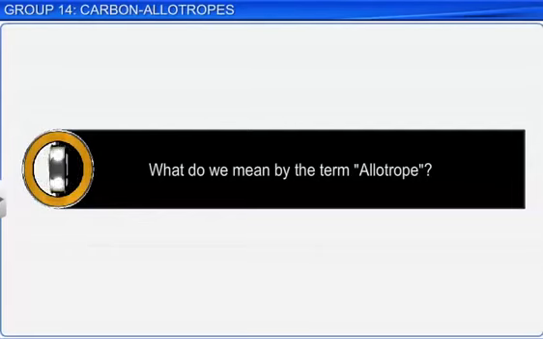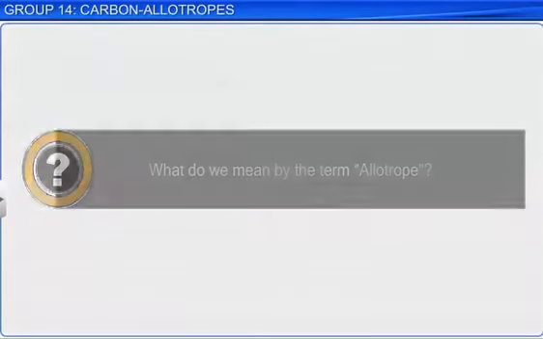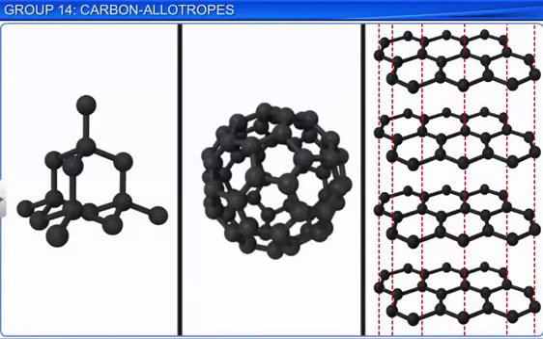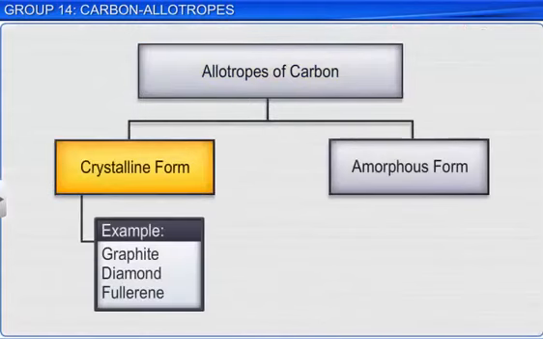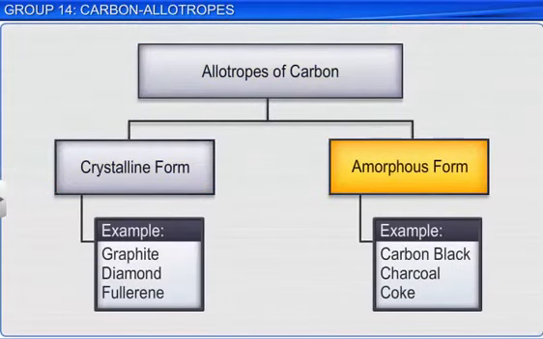What do we mean by the term allotrope? Allotropes are different forms of an element which have different physical properties but identical chemical properties. Different allotropes of the same elements have different arrangement of the atoms. Carbon exists in both crystalline as well as the amorphous forms.